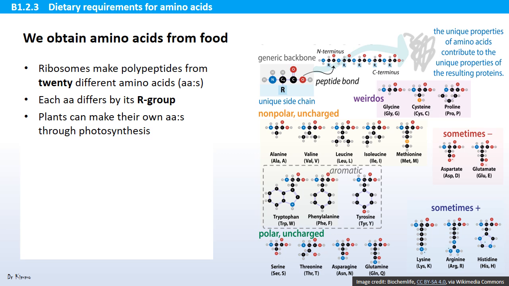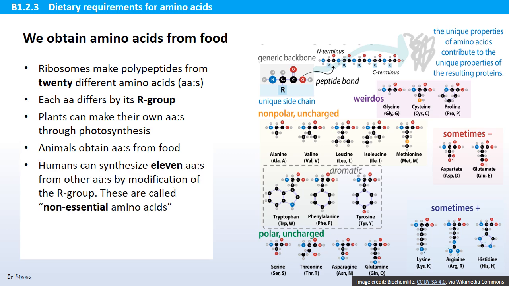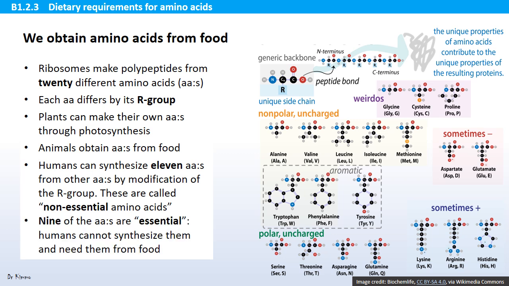Plants can make their own amino acids through photosynthesis, but animals obtain amino acids from food. Humans can synthesize 11 of these amino acids from other amino acids by modification of the R group, and these are called non-essential amino acids. The rest, 9 of them, are essential amino acids, which means that we cannot synthesize them and we need them from food. The essential ones can be seen here in yellow, and obviously you are not expected to know details like this.